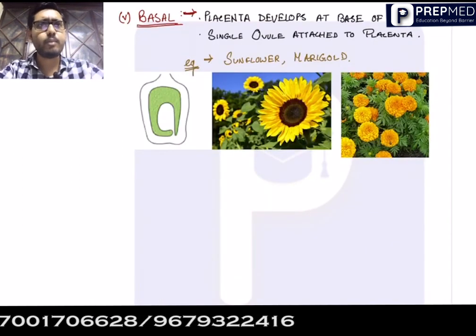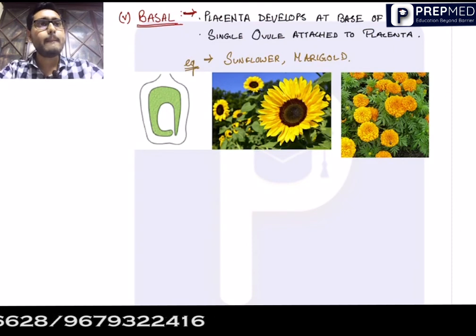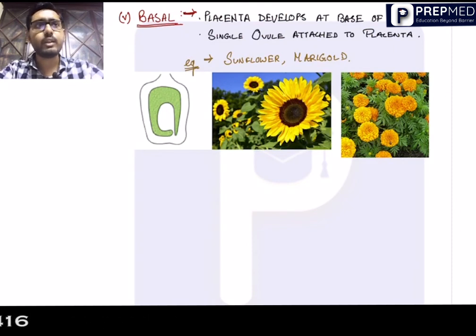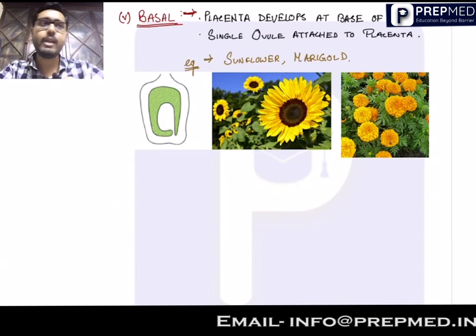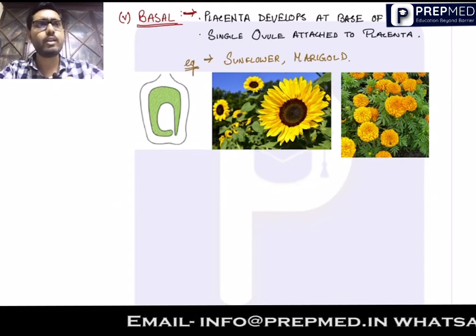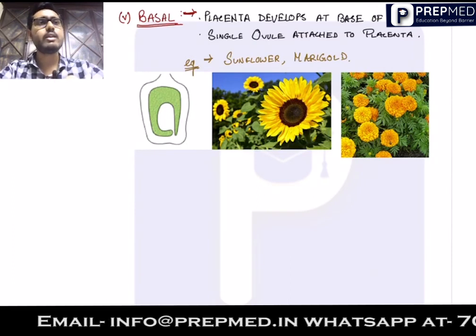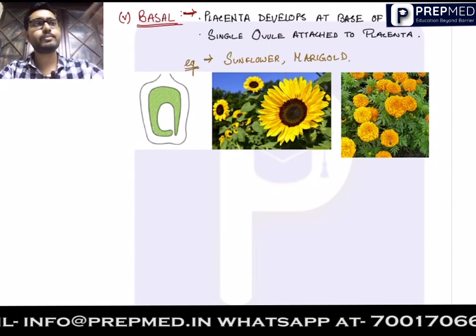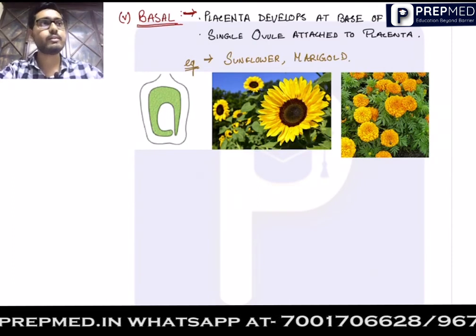Now only one is left, basal. Very important and very simple. In basal placentation, the placenta develops at the base of the ovary and there is only a single ovule attached to the placenta. The examples are sunflower and marigold, very common plants in our geographical location. Sunflower and marigold. So now let's revise.